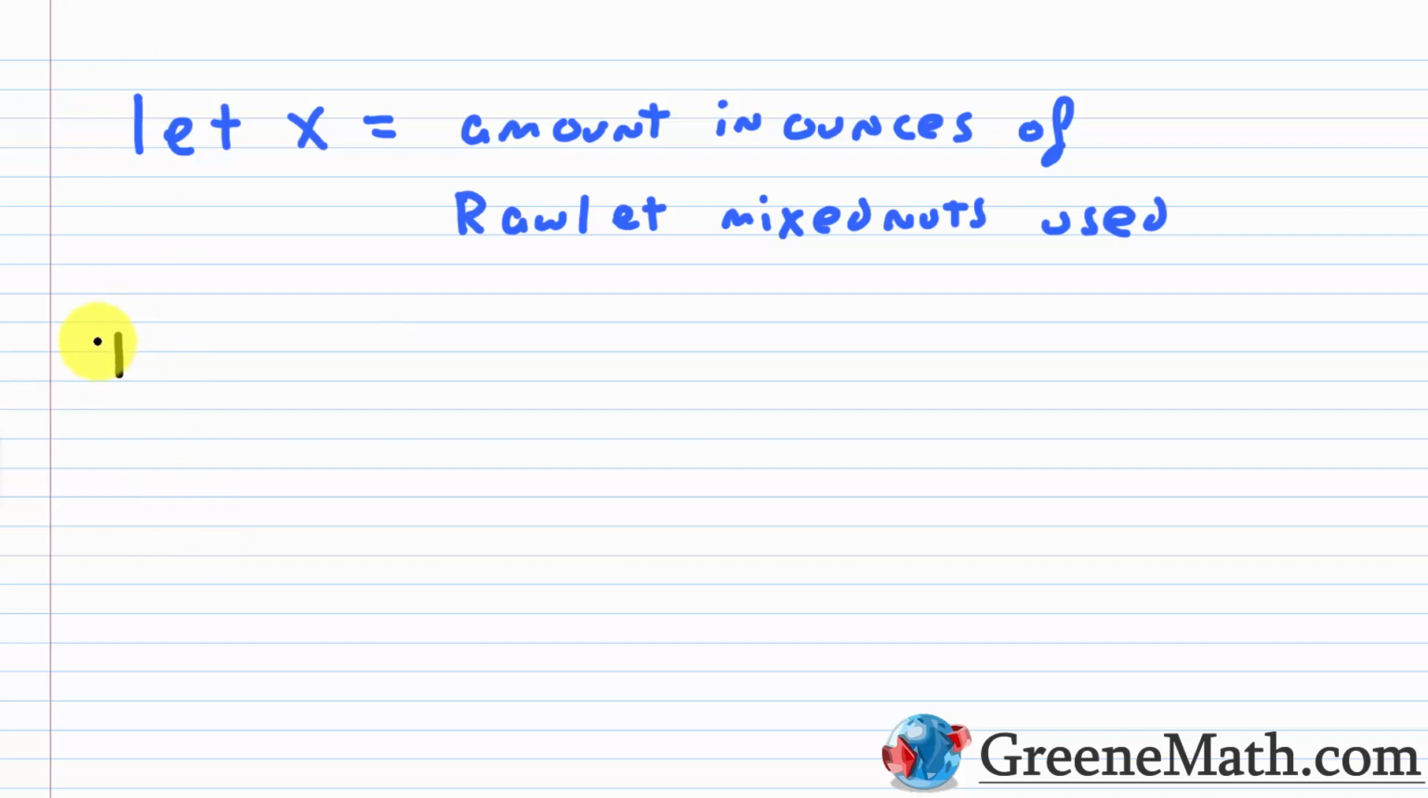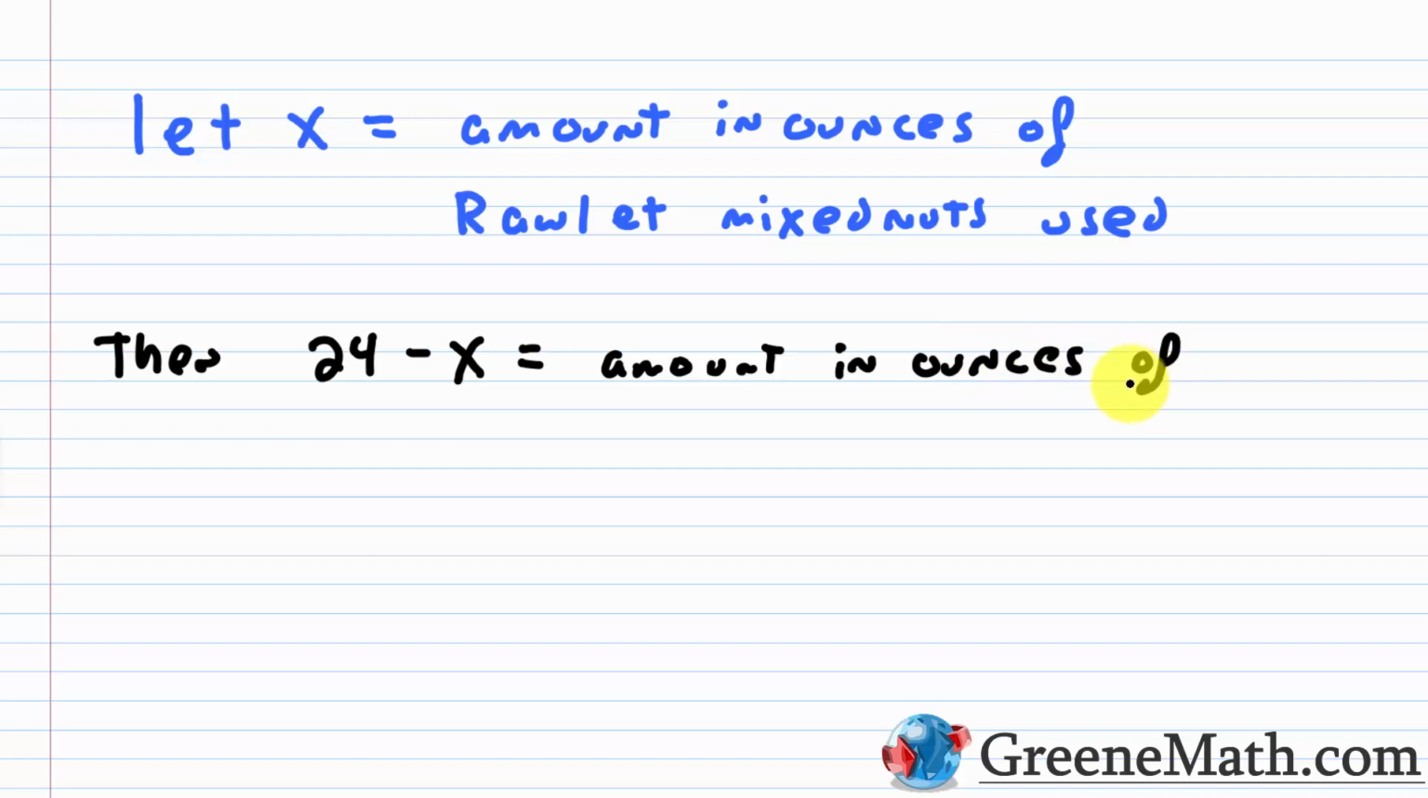So if we put then, we'll say 24, again, the total amount of ounces of the final mixture, minus x, which is the amount in ounces of Rowlet mixed nuts used. So this is going to be equal to the amount in ounces of the True Nut mixed nuts used, okay? So once we've kind of modeled this, we can go down to the little table and set things up, just like we did in the last example.